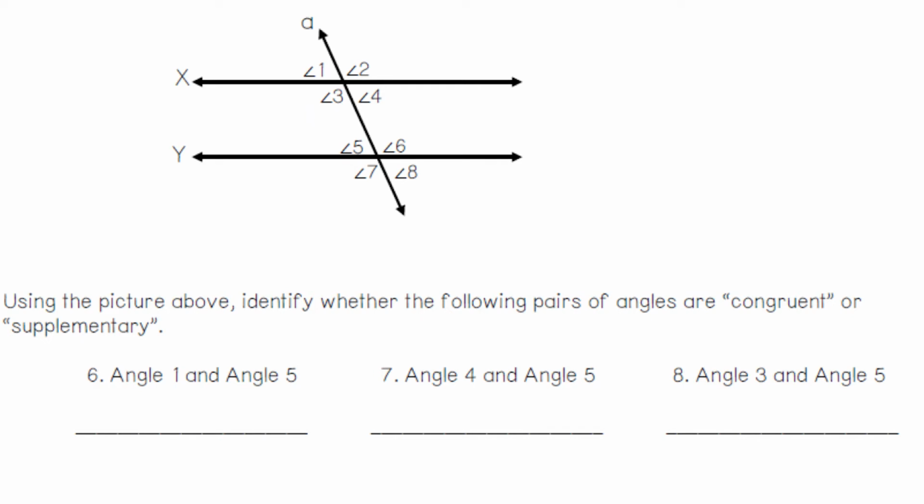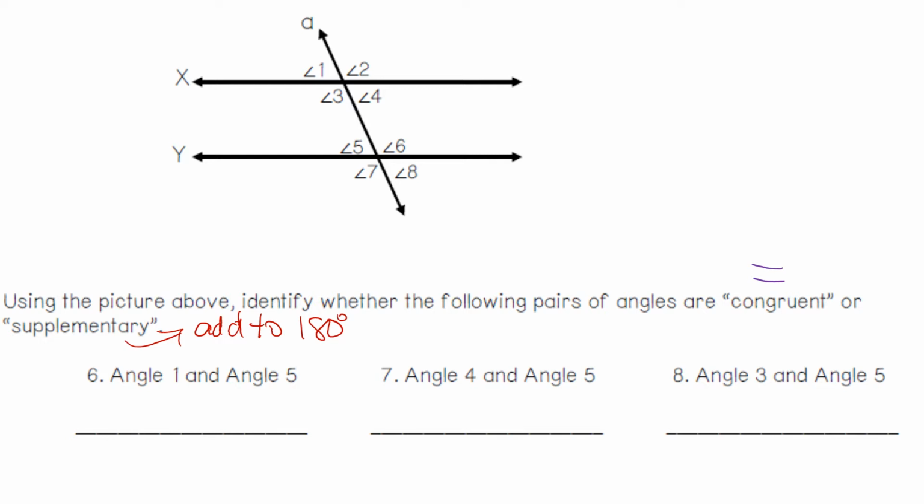We're going to use the diagram at the top of the page to help answer questions 6, 7, and 8. It says, using the picture above, identify whether the following pairs of angles are congruent or supplementary. Remember, congruent means that they are going to be equal to one another, and supplementary means that the angles will add up and equal 180. So they add to 180 degrees. Also means they're going to be a straight line.